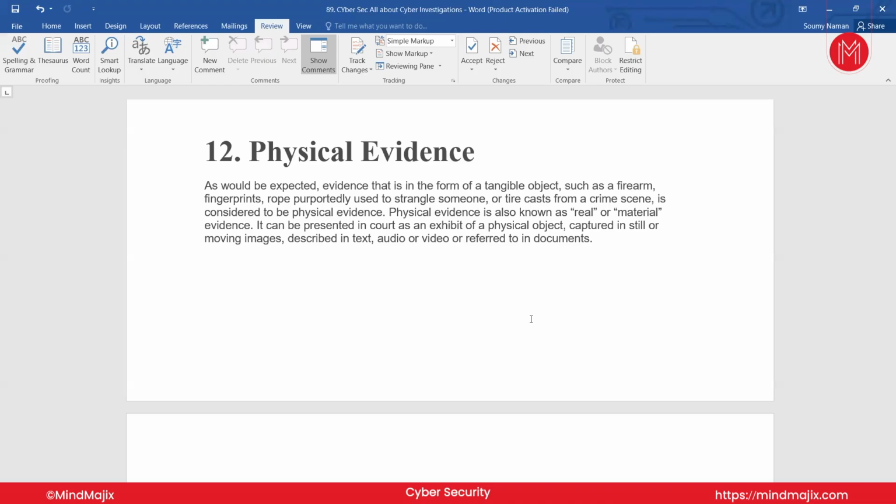Now, these are obtained from the real world, so they are also considered as materialistic evidence, material evidence, or the real evidence itself. It can be presented in front of court as an exhibit of physical object captured in a still or moving images. It may be described in text, audio, or video, or referred to in a document itself.